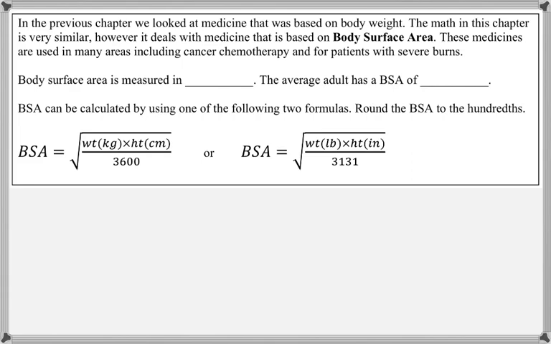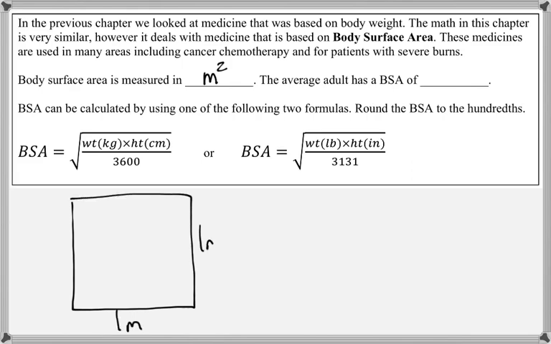So body surface area is measured in square meters, or you can say meters squared. And that is 1 meter by 1 meter. And the average adult has a BSA of 1.75 square meters.